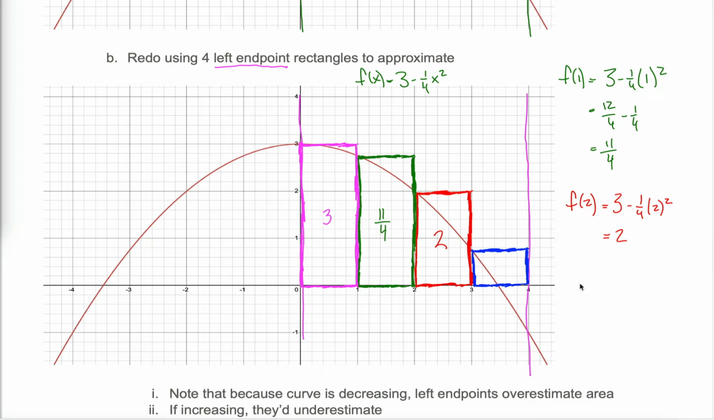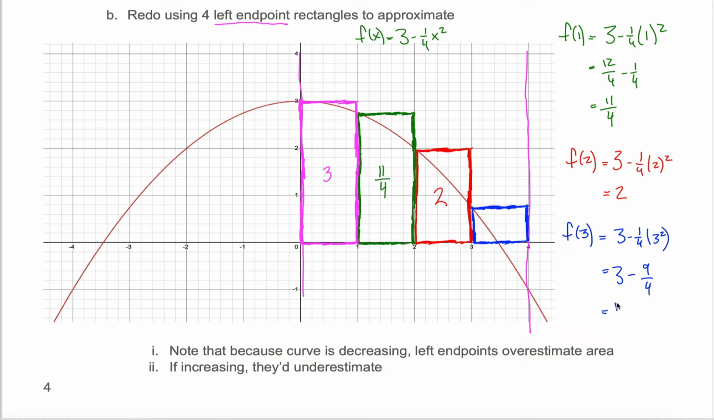which brings me to this last rectangle, the one in blue here. At this point, you can probably see what's going on. I already know the length of the base is 1. To figure out the height of this rectangle, I have to evaluate f of 3, because 3 is the left endpoint of this rectangle. F of 3 is 3 minus 1/4 times 3 squared. In other words, 3 minus 9/4. In other words, 12/4 minus 9/4, which is exactly 3/4. The height is 3/4, the length is 1, the area is 3/4 times 1, in other words, 3/4.